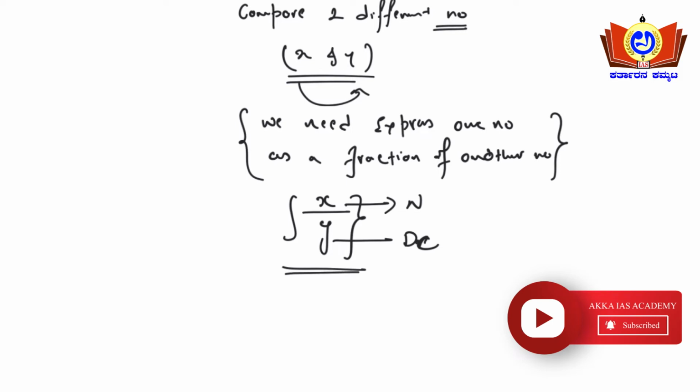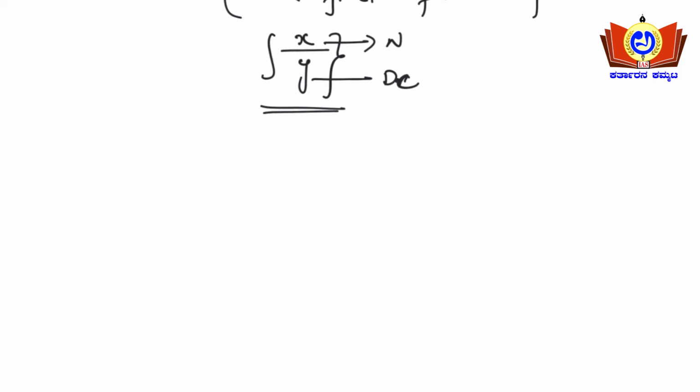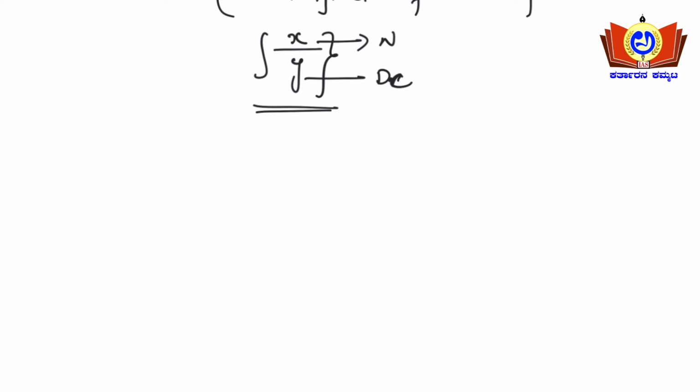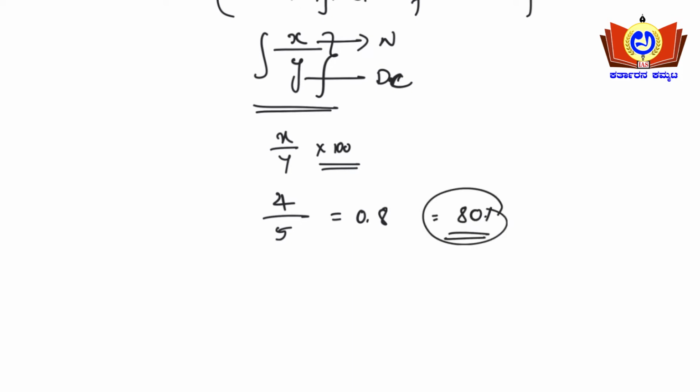This ratio can also be expressed in percentages. In the previous videos, in the class on percentages, I discussed how one number can be expressed as a percentage of another number. Here, the ratio can also be expressed in percentages. If x upon y is given, we simply multiply by 100. For example, 4 upon 5 can be written as 0.8. When you multiply it by 100, you get 80%. So ratios can also be expressed in percentages.